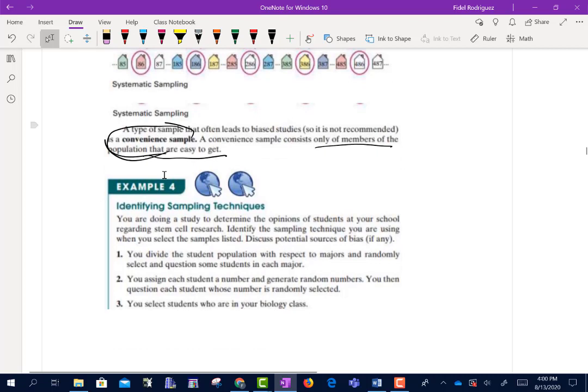Now I'm going to answer the questions here, and I'm actually going to start with number 3. You select students who are in your biology class. Okay, so what does this mean? It means that number 1, we assume you're taking a biology class, and you got to do a survey. Well, hey, you're already there. All these people are already there. This is going to be a convenience sample, okay?